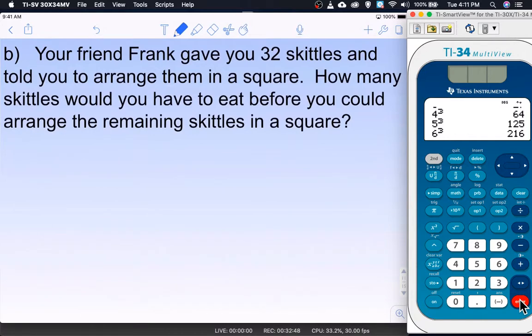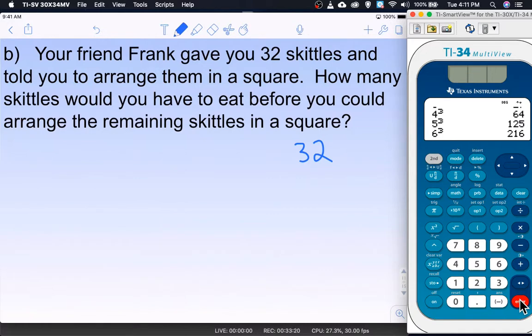Letter B. Your friend Frank gave you 32 Skittles and told you to arrange them in a square. How many Skittles would you have to eat before you could arrange the remaining Skittles in a square? Now, this is kind of an open-ended question because there's actually a couple different answers you could have here. If he gave you 32 Skittles, you cannot take 32 Skittles and form them into a perfect square because 32 is not a perfect square.